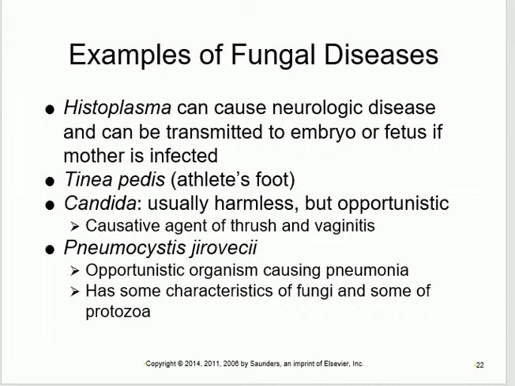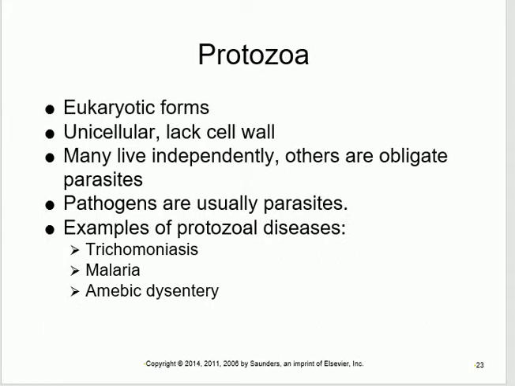Candida. Candida is the one that I talked about, which is causing the oral thrush. And it can also cause vaginitis. They can invade the vagina, specifically if you are immunocompromised for some reason. Pneumocystis jirovecii, just an opportunistic infection.